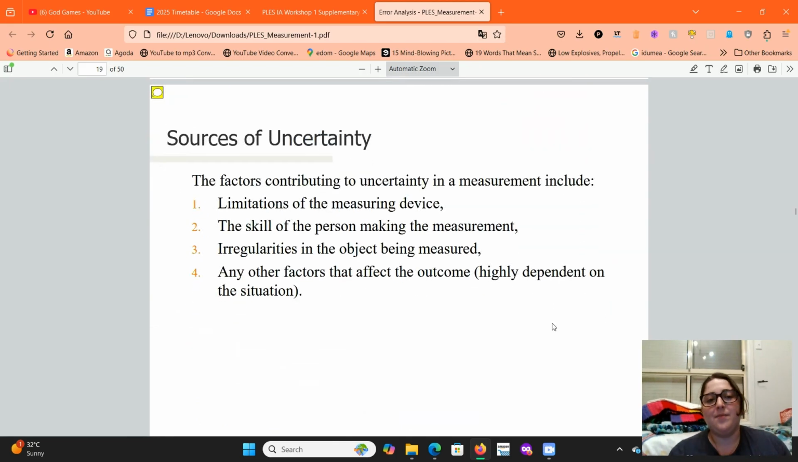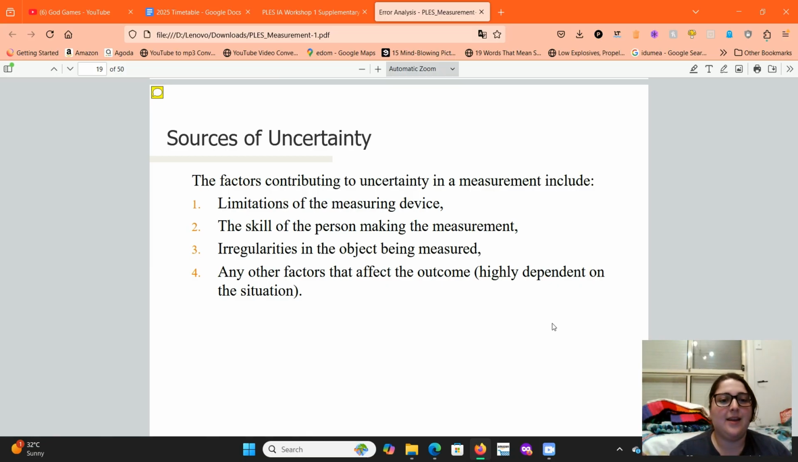Okay, so some sources of uncertainty. The factors contributing to uncertainty in a measurement include limitations of the measuring device. Whenever you use a ruler or a graduated cylinder or any sort of measuring tool, there's going to be some sort of error. It's not always going to be perfect, and that's okay. We factor for that. Next is the skill of the person making the measurement. Someone who's been doing chemical experiments for 50 or 60 years is going to be much more accurate and precise with their measurements than a 10-year-old in a lab filling a beaker with water.